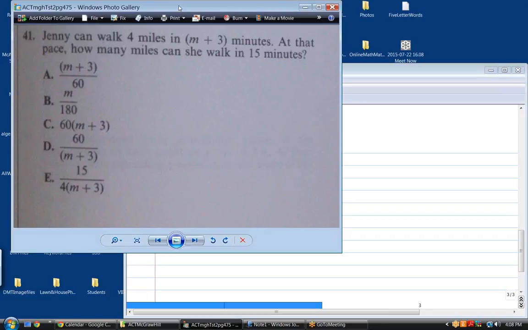Now, this is a pretty tough problem. Take a look at it, read it. Maybe you have the kind of mind that can get this based on the sentences. Most people don't. Any ideas?